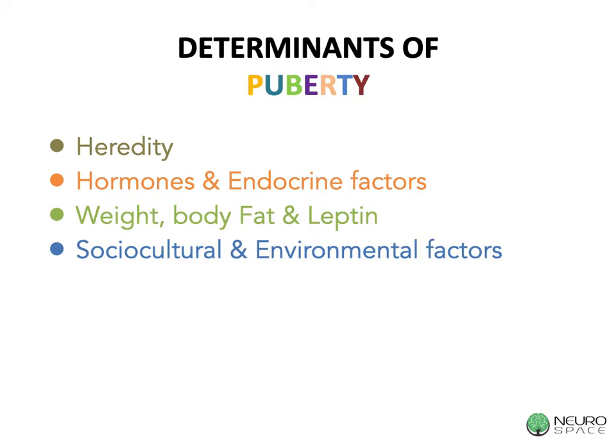We have seen that lately, due to the lifestyle changes, the socio-cultural changes, as well as the environmental changes, the age of onset for menarche and spermarche has dropped from an average of 17 years to around 14 years. So there is an earlier onset of puberty if you compare it to the last 100 years.